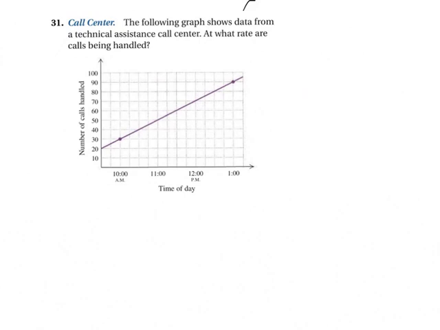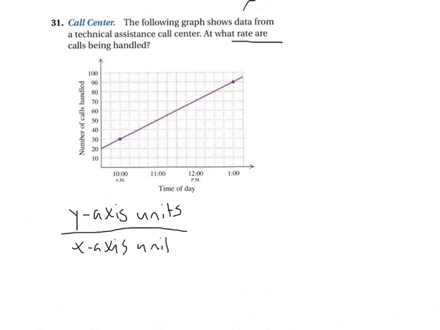In the second example, it says the following graph shows data from a technical assistance call center. At what rate are calls being handled? Now, you're not given specific units. So if we're just going to look at a graph and we're not told dollars per mile or miles per minute or things like that, we are always going to take the y-axis units and divide them by the x-axis units.